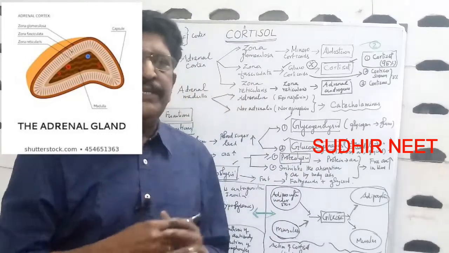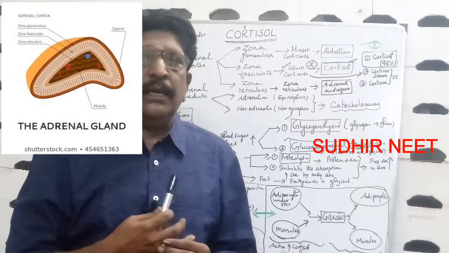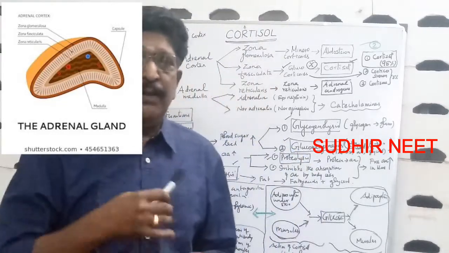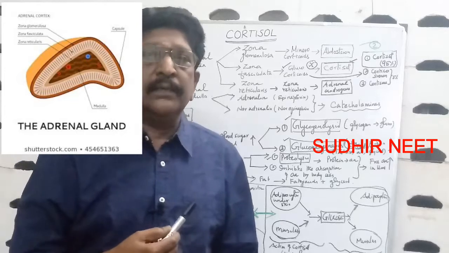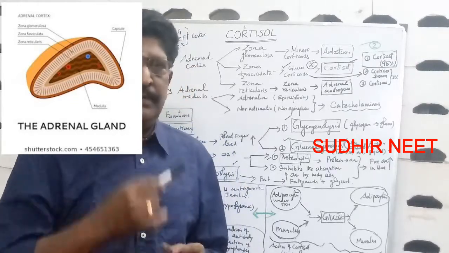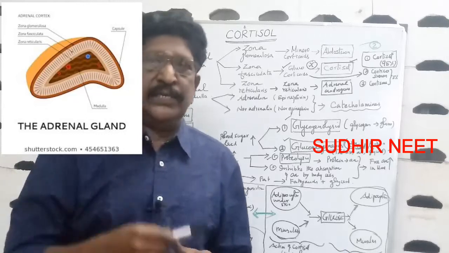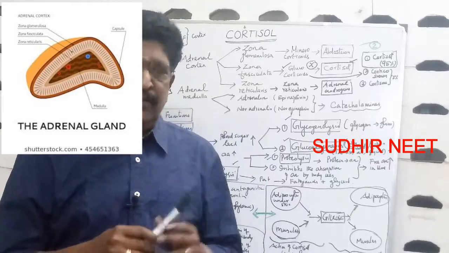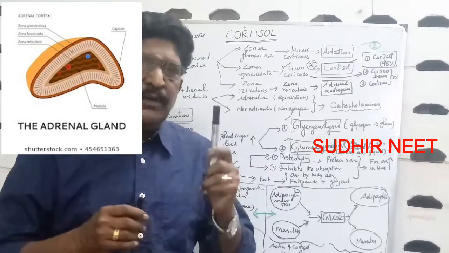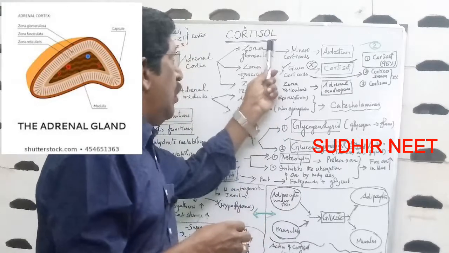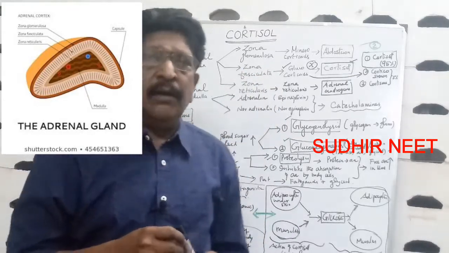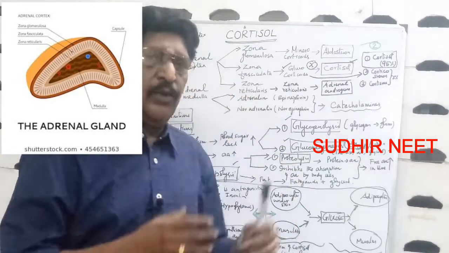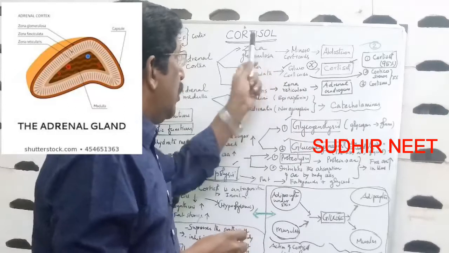In this biology series of videos, particularly on human physiology, today we have landed upon another important topic, the adrenal gland and its secretions, the structure and its secretions. Today we shall confine ourselves to the main glucocorticoid, cortisol. We shall see the structure of the adrenal gland and where it is located, and then we'll come to the cortisol.